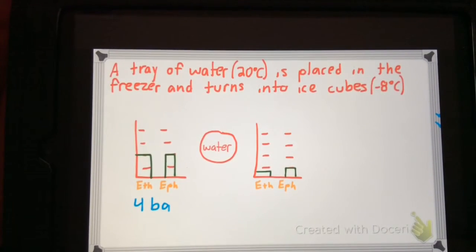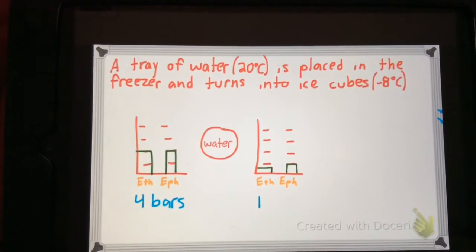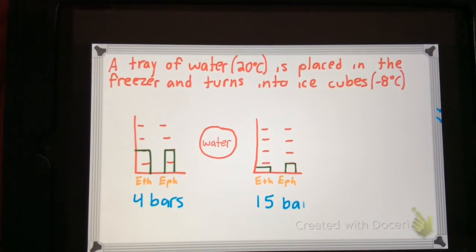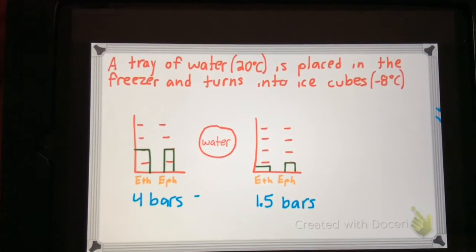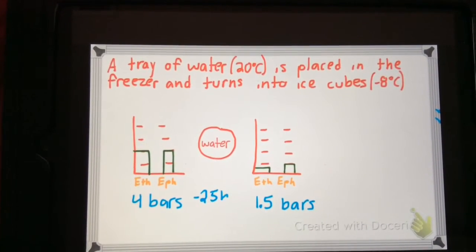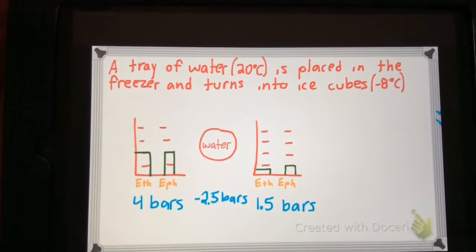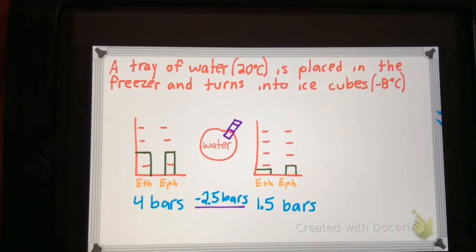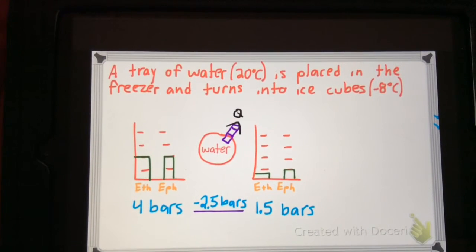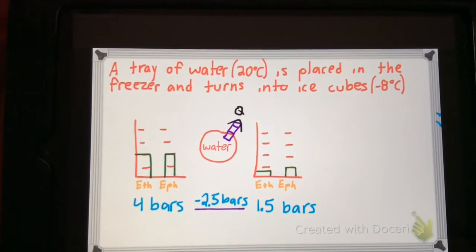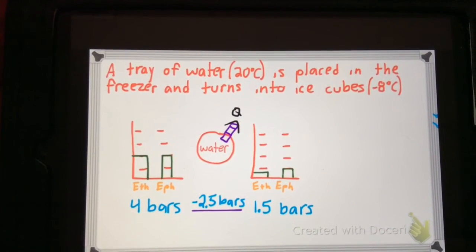So in the left system, we have 4 bars, and in the right system, we have 1.5 bars. So we have 2.5 bars going out of the system. So that would be -2.5 bars. So we draw 2.5 bars and an arrow going out of the system to show that we lost that amount of energy.